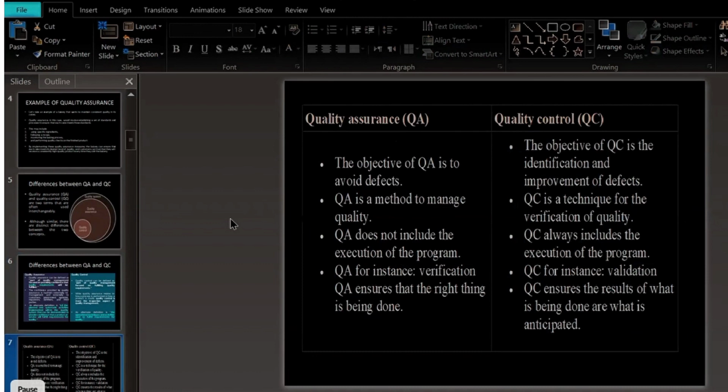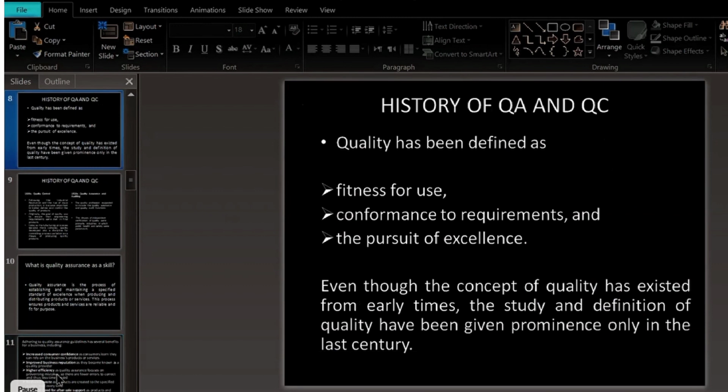So when we talk about quality assurance and quality control, of course, the objective of quality assurance is to avoid defects. And the objective of QC is the identification and improvement of defects. QA is a method to manage quality, whereas QC is a technique for the verification of quality. QA does not include the execution of the program. QC always includes the execution of the program. QA is verification, and that is very beautifully quoted here. QA is actually the verification, whereas QC is the validation. So verification versus validation. QA ensures that the right thing is being done, whereas QC, quality control, ensures that the results of what is being done are what is anticipated.